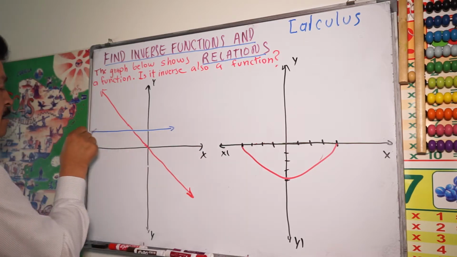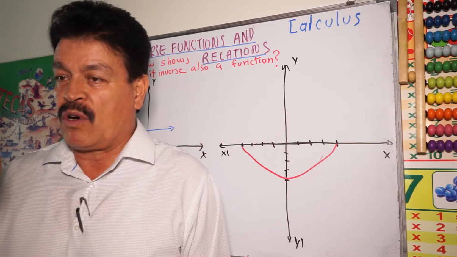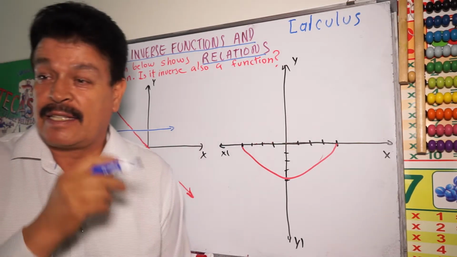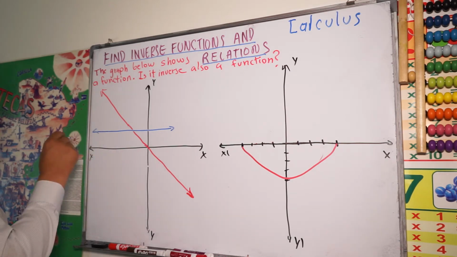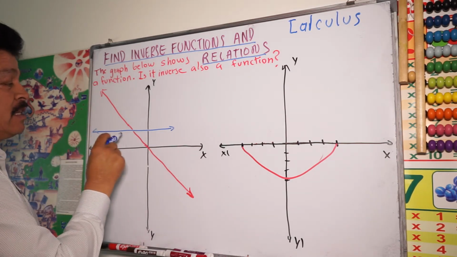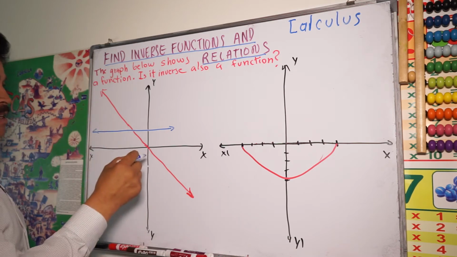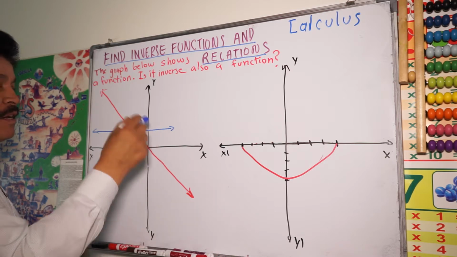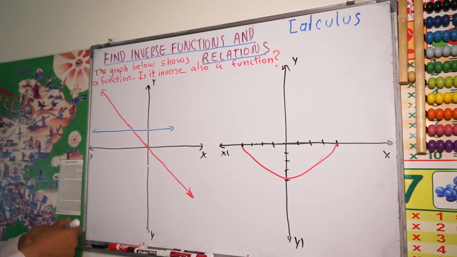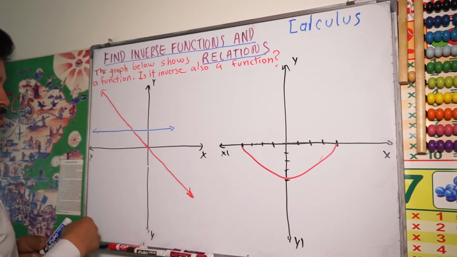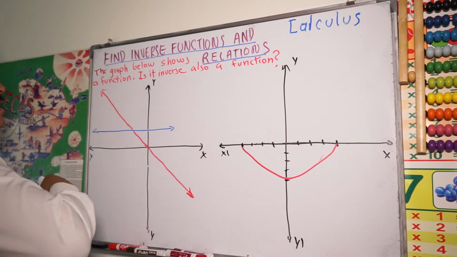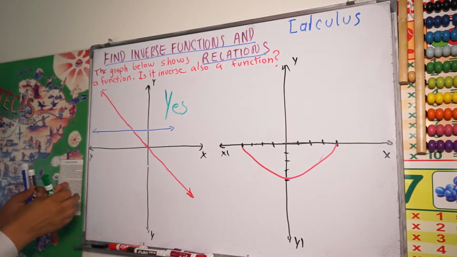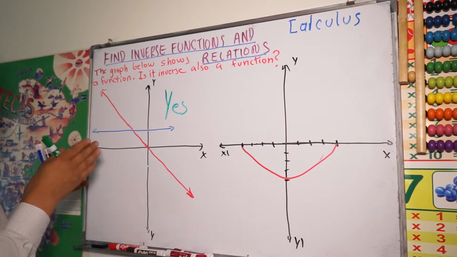Horizontal lines touch the graph in more than one point, then the inverse is not a function. In this case, I drew the horizontal lines and they touch only one point in the graph. Then this graph shows that its inverse is also a function. So here your answer must be yes. All right, yes, we are going to write yes. This is a function and also its inverse is a function.